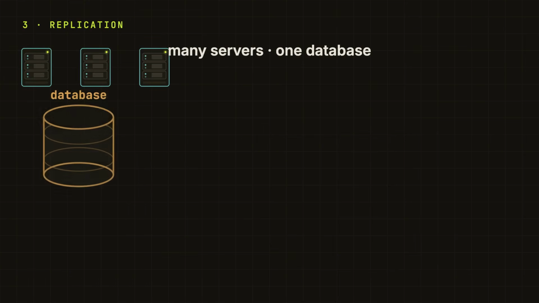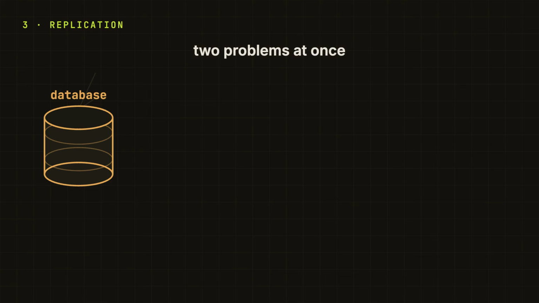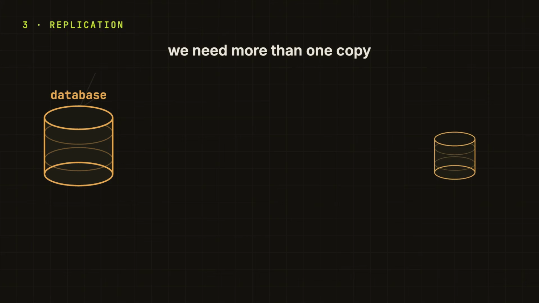Okay, we have many servers now, but they are all reading and writing to a single database, and that is two problems at once. One, that single database is now a bottleneck and a single point of failure. If it dies, the whole store dies. And two, it can only handle so many reads per second, so we need more than one copy of the database. And the first technique for that is replication.